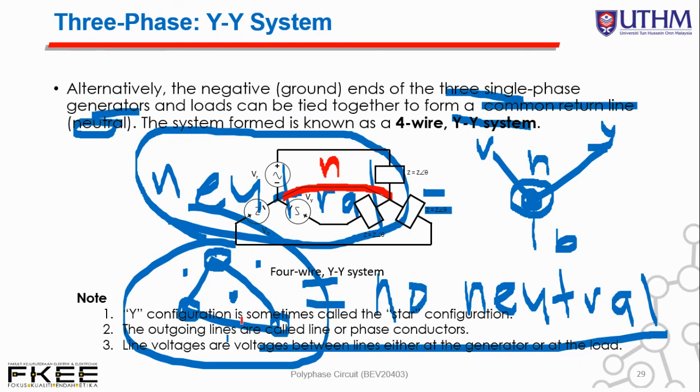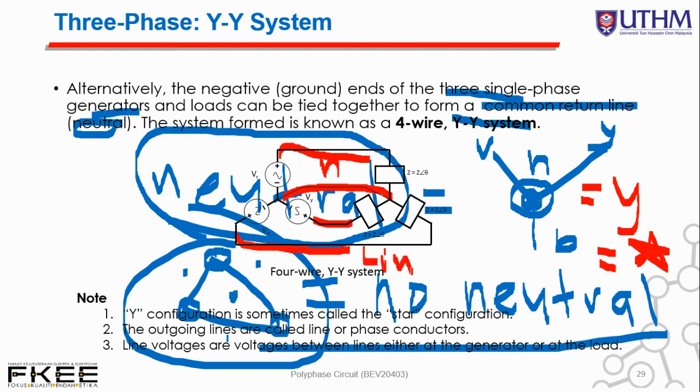Note that Y configuration is sometimes called the star configuration. So Y, we can simply call as star. And then the outgoing lines are called line or phase conductor. So this is the outgoing, the red one. We simply call this line. All right, this is simply called line or phase conductor. Line voltages are voltages between lines, either at the generator or at the load. So between this and this, all right, this and this.